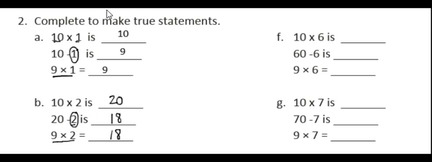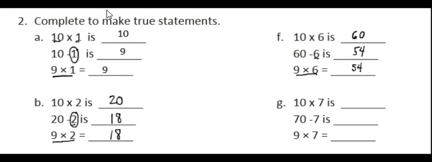Over here we have 10 times 6. This is going to help us find the answer to 9 times 6. 10 times 6 is 60. Now if I subtract one group of 6 from 60, I get 54. That means 9 times 6 is 54.